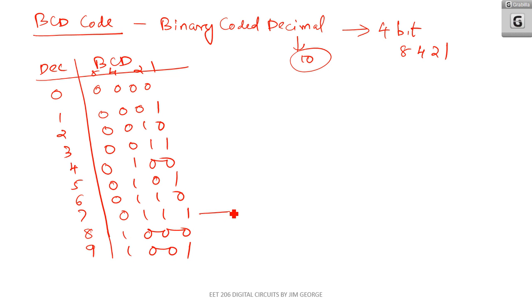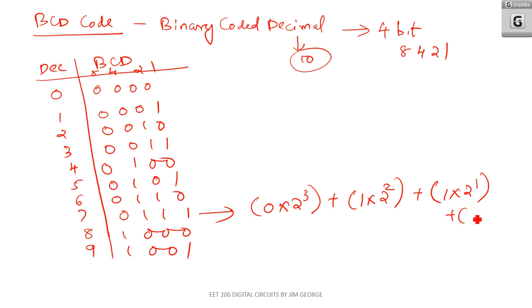That means if you are writing 0 into 2 power 3 plus 1 into 2 square plus 1 into 2 power 1 plus 1 into 2 power 0, you will get 7. Okay. Now this is for a single digit.